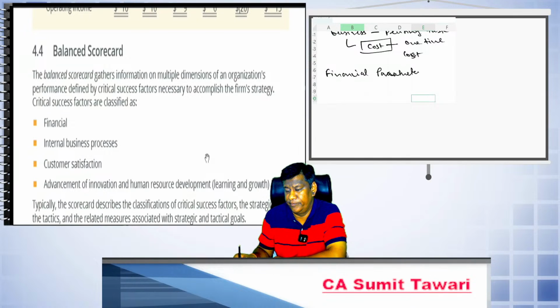The dividend portions and the interest. Interest cannot be the financial parameter. Dividend, because you are distributing to the shareholder, that could be the financial parameter.